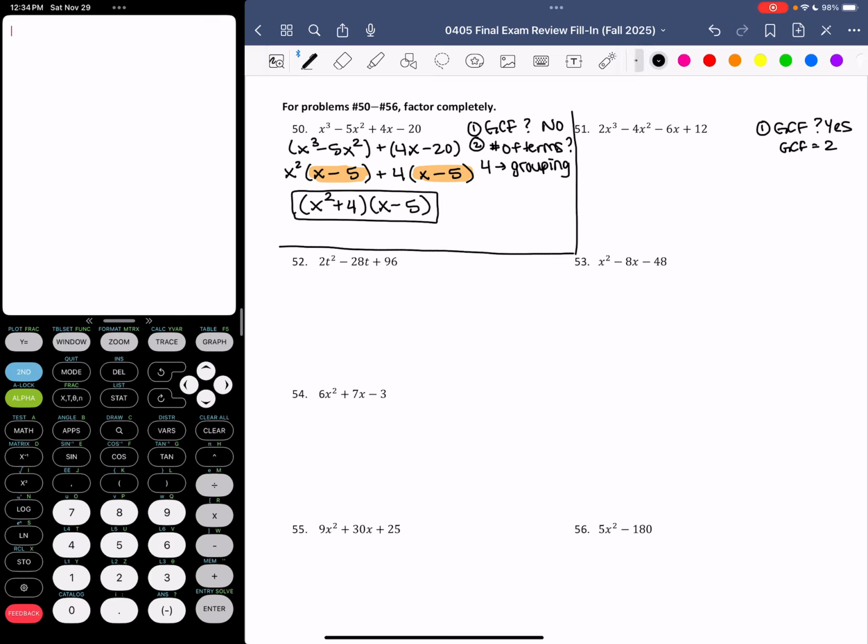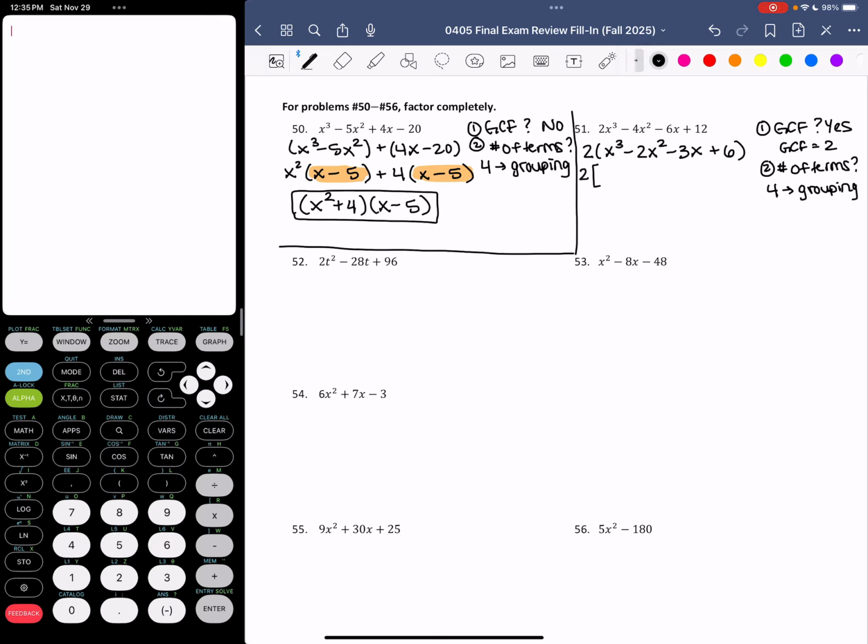All right, so now we're going to factor out a 2. That's going to leave me with x to the third minus 2x squared minus 3x plus 6. Now, after I've done my greatest common factor, I look at the number of terms. And there are, again, 4. So we will, again, do grouping. The key to this one is that you can't forget that 2 that's in the front there. So that just has to stay all the way through your problem. So I'm going to just keep the 2 here.